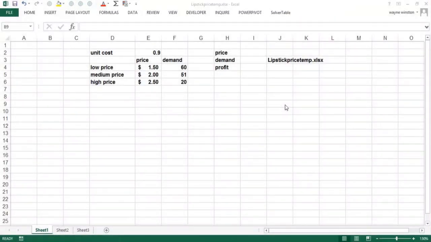In this video, we'll show you how the Excel solver can be used to determine a profit maximizing price for a product. Pricing is a very important topic in the business world, and a really nice book if you're interested, Power of Pricing by Robert Dolan.